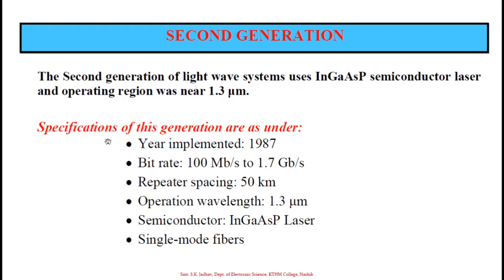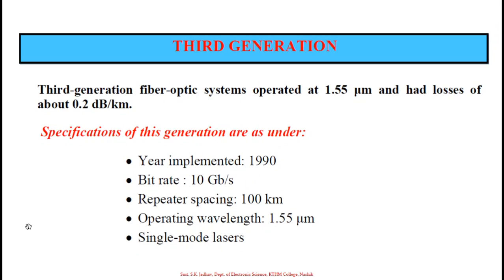Then the specifications of these generations are given below. Then in third generation, fiber optic systems operated at 1.55 micrometer and had losses of about 0.2 dB per kilometer. They achieved this despite earlier difficulties with pulse spreading at that wavelength using conventional indium gallium arsenide phosphide semiconductor lasers.